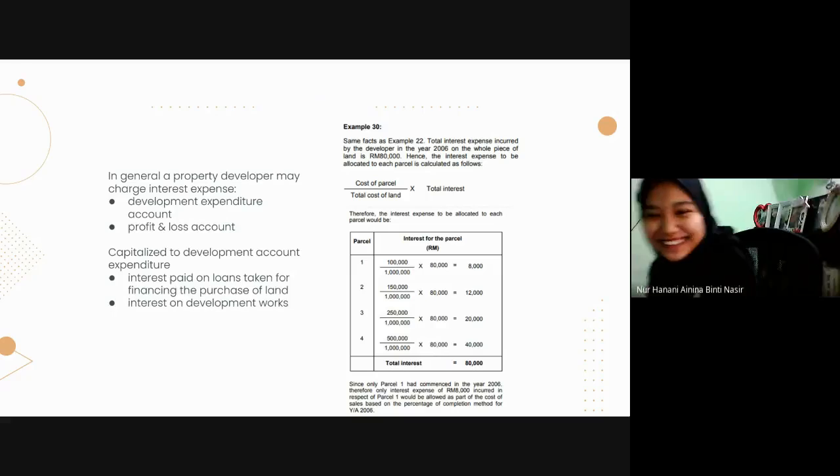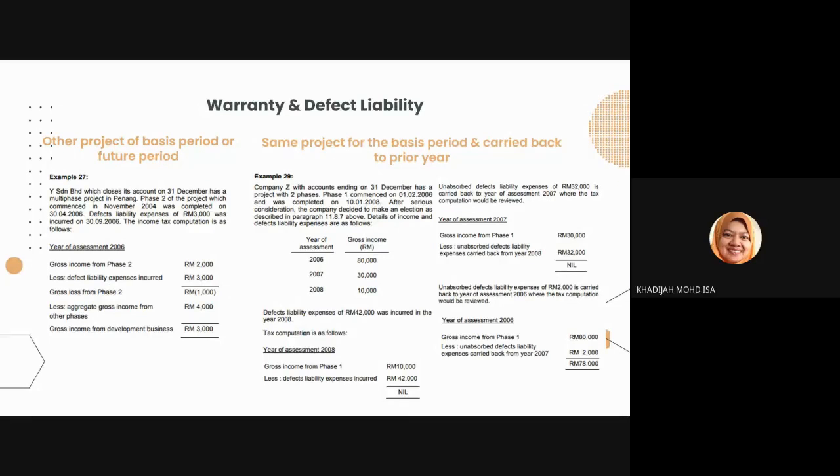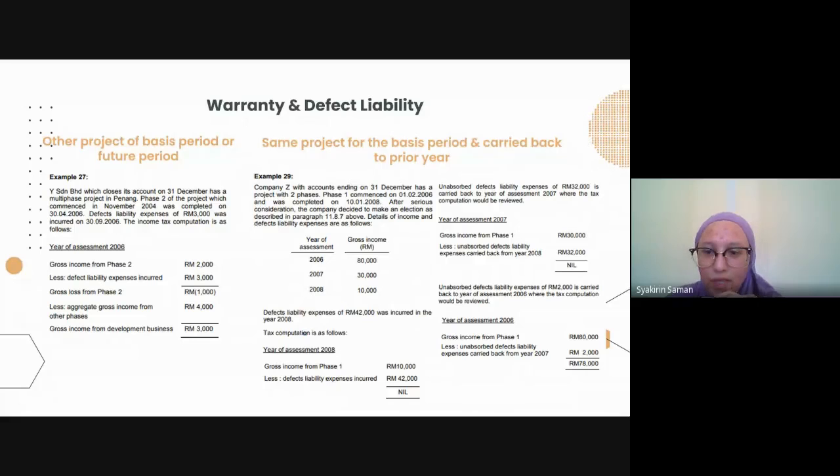Belum. Okay. This is for if the property developer has made election, like I said before. Election tu apa? Maksudnya they can choose to use carry forward. Yes, if they do not choose to carry back, they can deduct the liability against the project of basis period or future period, like example 27. 27 they carry forward. Yes.